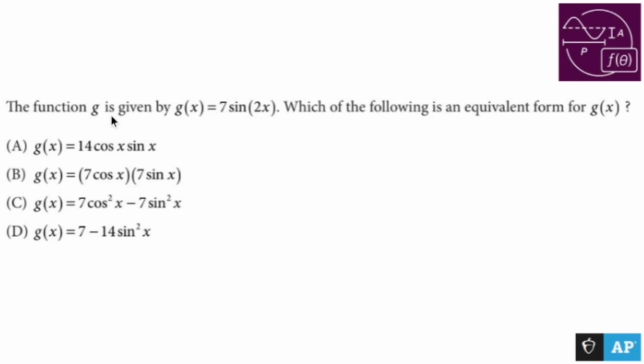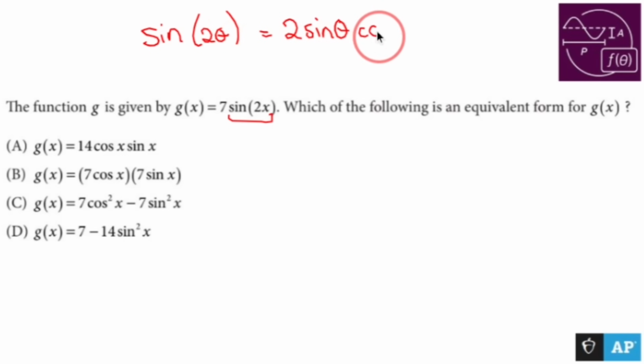The function g is given by g of x equals 7 sine 2x. Which of the following is an equivalent form of g of x? Well, immediately I see sine of 2x, which tells me this is a double angle formula. And so there's a little rule that says sine of 2 theta is going to equal 2 sine theta cos theta.